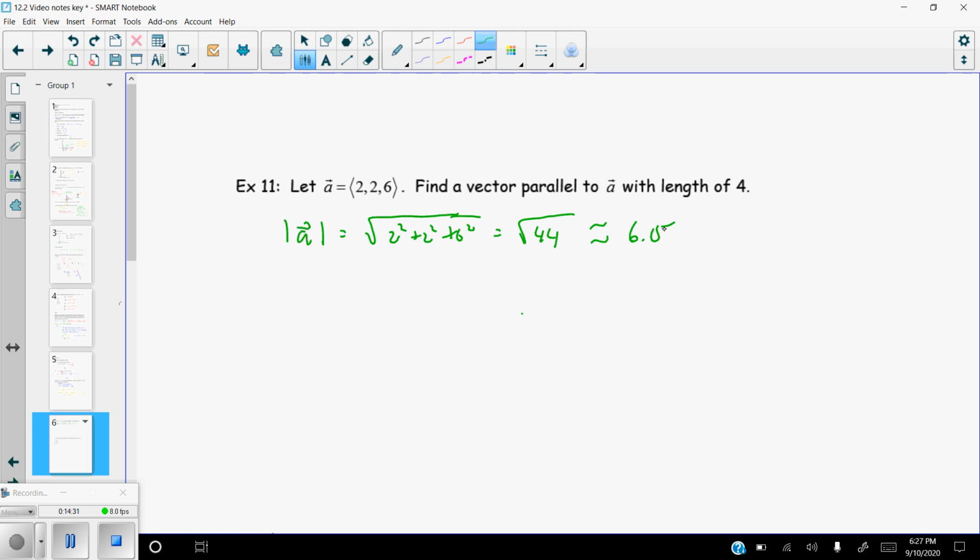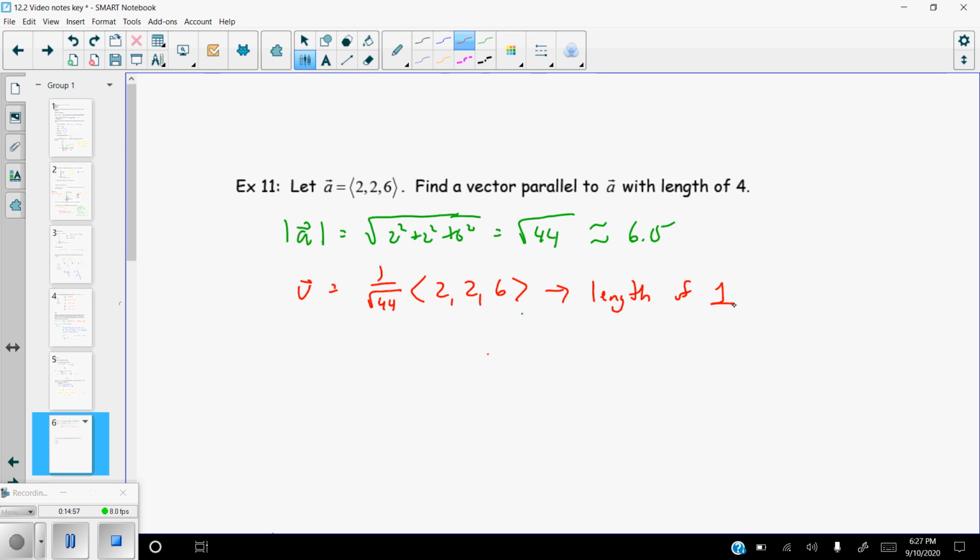We can, however, create a unit vector out of this. And you might say to yourself, why do I want to create a unit vector? Well, it's a good question. Let's go ahead and show that. The unit vector is going to be 1 over root 44 times the original vector 2, 2, 6. This now has a length or a magnitude of 1.